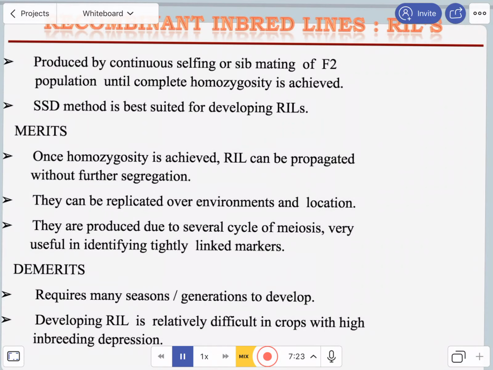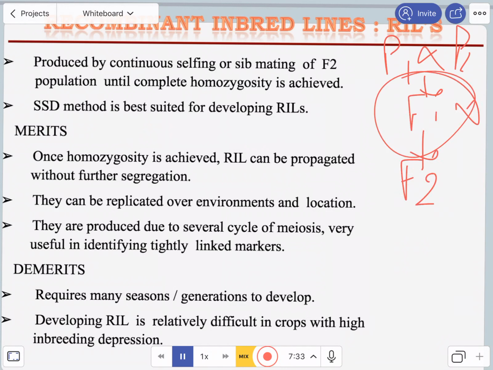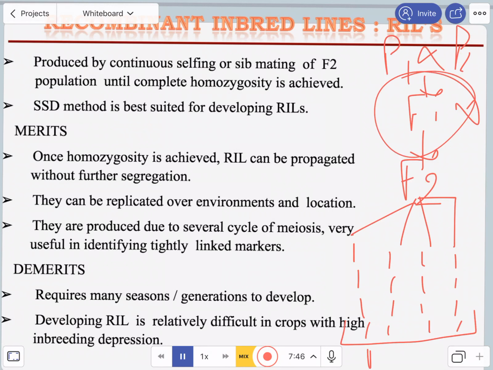Now next is recombinant inbred lines. These are the lines developed by crossing P1, P2 to get the F1 population, and on selfing F1 we get the F2 population. In F2, by using the SSD method, we continue selfing until complete homozygosity is achieved, and lastly we get the RIL lines, recombinant inbred lines. The most important point is that we use the SSD method in developing RIL lines.